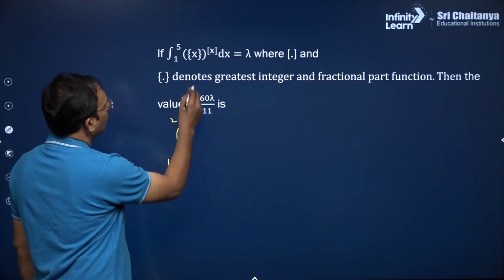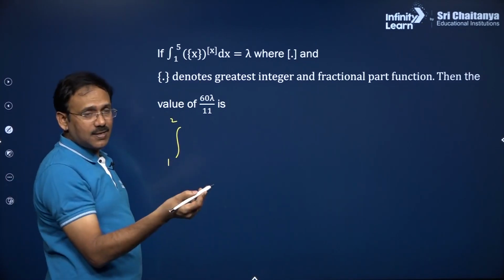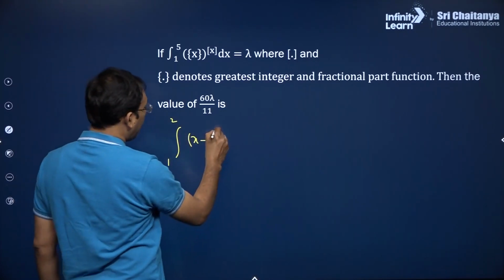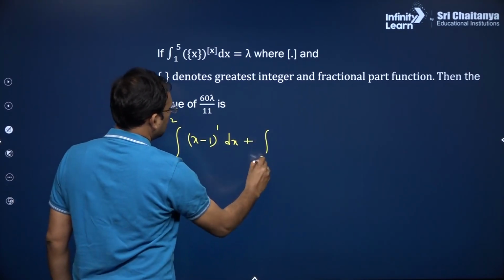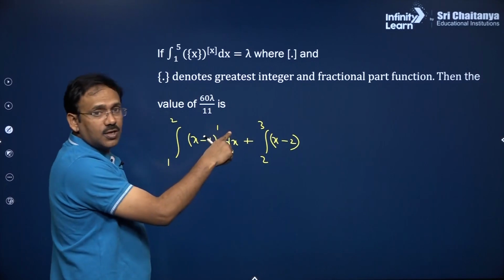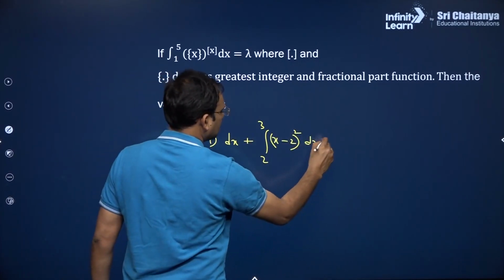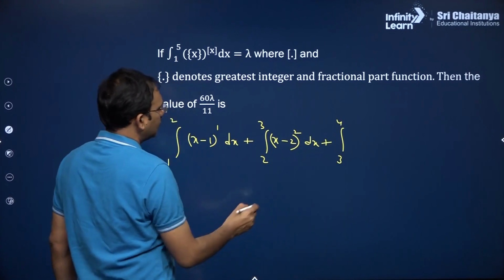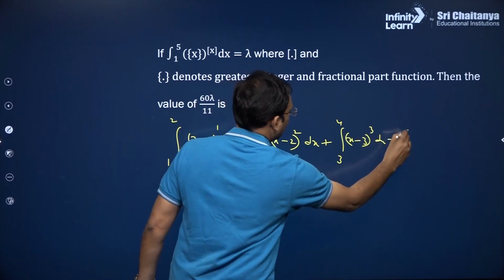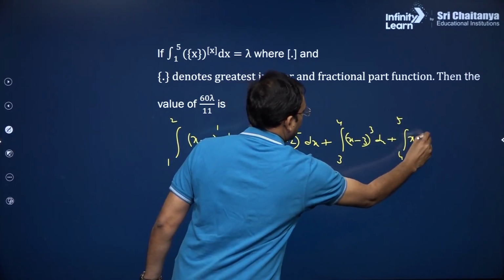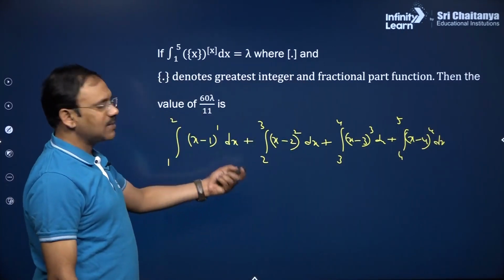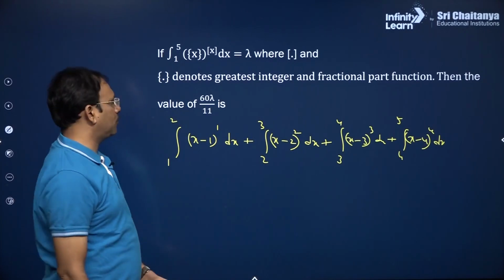Integral 1 to 2, fractional part of x is x minus [x], x minus 1, because for 1 to 2 the number [x] is 1, dx, plus integral 2 to 3, fractional part of x is x minus [x], in 2 to 3 [x] is 2, whole square dx, plus integral 3 to 4, [x] is 3, x minus [x] whole power 3 dx, plus integral 4 to 5, x minus 4 whole power 4 dx. It is simple, my dear friends, you just apply and simplify. It is a polynomial kind of thing, you can easily do it, right.